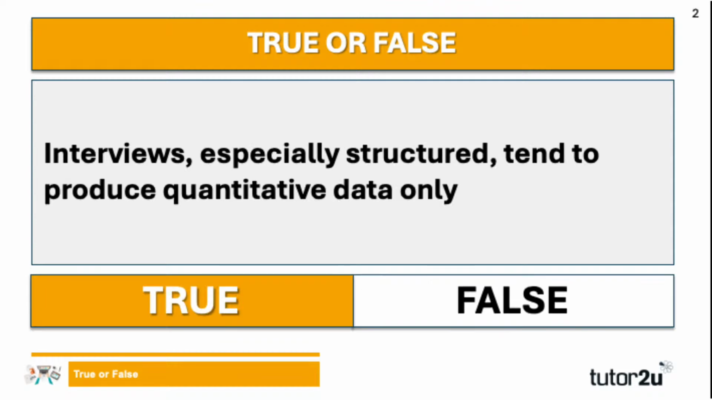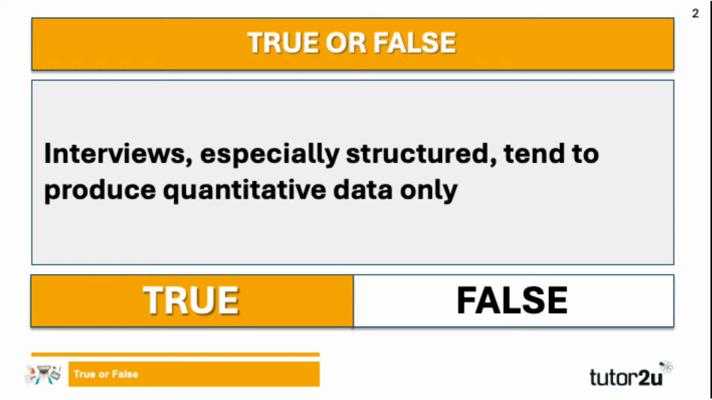Let's have a look at the next question then. Interviews, especially structured, tend to produce quantitative data only. Okay. So Hannah's just asked what a Likert scale is. Really good question, and do ask questions if you're not sure. So a Likert scale might be on a scale of 1 to 10. How much do you agree with the following statement? Where 0 might be highly disagree, and 10 might be highly agree. So that would be an example of a Likert scale.